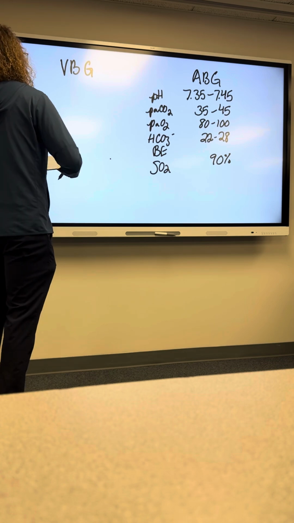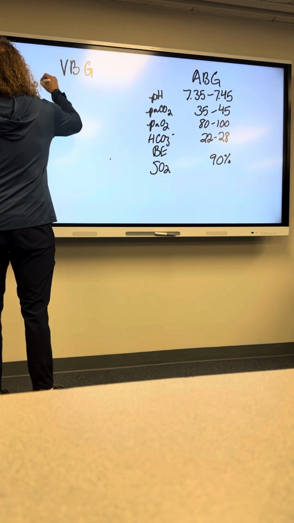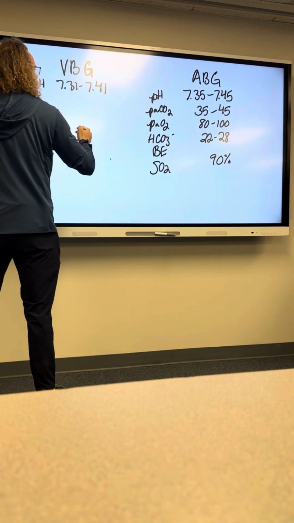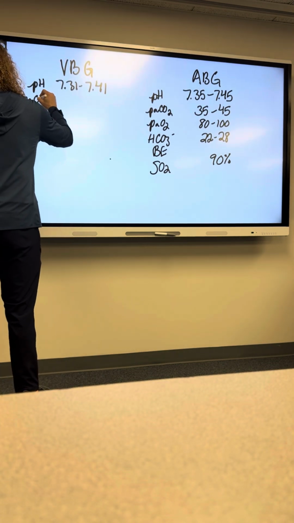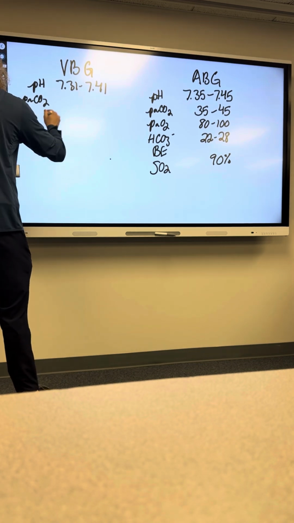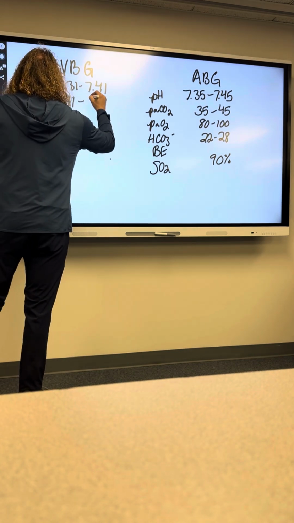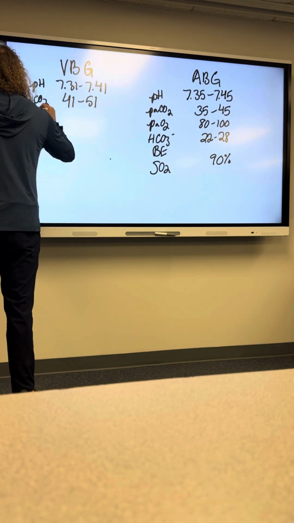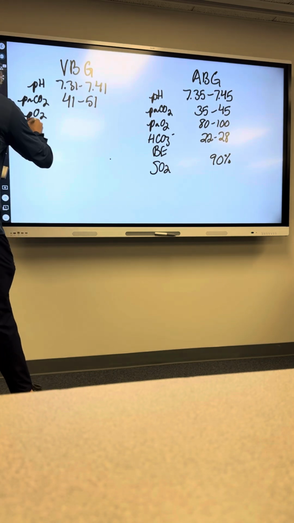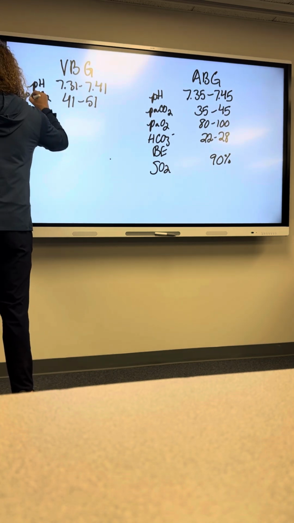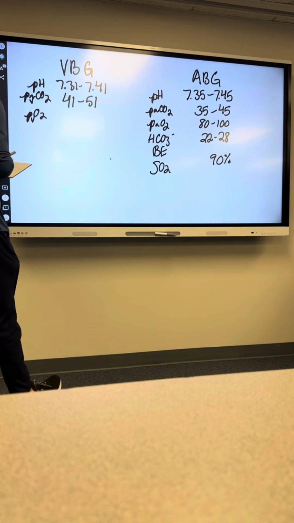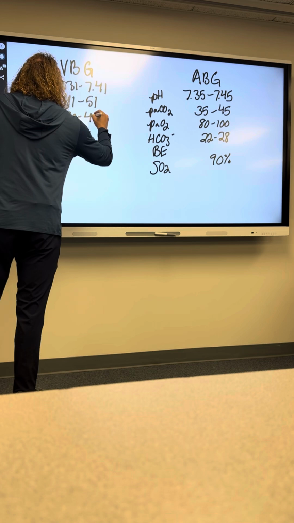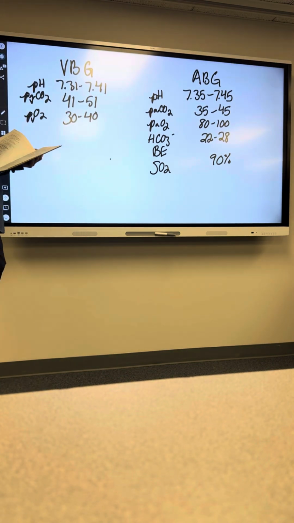Now a VBG can run a little more acidotic, so it's going to be 7.31 to 7.41 and still be considered normal. PCO2 can be 41 to 51 and still be considered normal. Actually, that's wrong there. It's PVCO2 and PVO2. It should be 30 to 40. That's pretty dramatically lower than a PaO2.